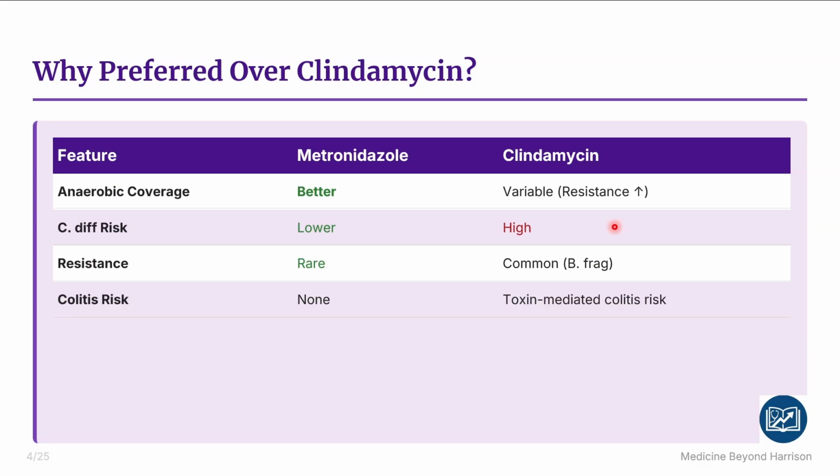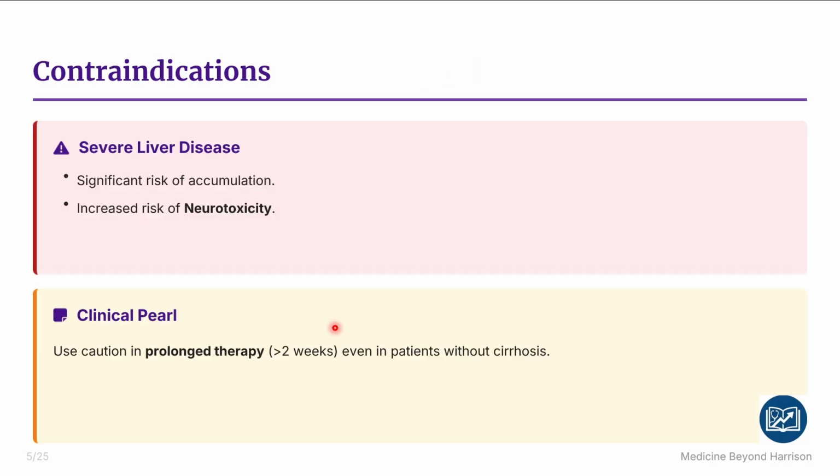Why it is preferred over clindamycin is because metronidazole has better anaerobic coverage. Clindamycin has variable anaerobic coverage and also there is more resistance. So above the diaphragm, we give clindamycin, and below the diaphragm, we go to the metronidazole group. Clostridium difficile infection is lower with metronidazole and higher with clindamycin. Also, resistance is rare with metronidazole. It is common in clindamycin, especially with Bacteroides strains. Colitis risk: there is a toxin-mediated colitis risk for clindamycin, but there is none for metronidazole.